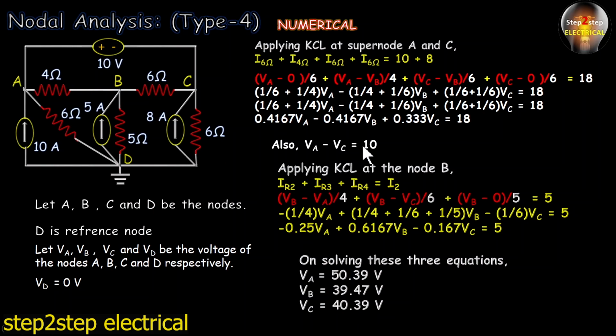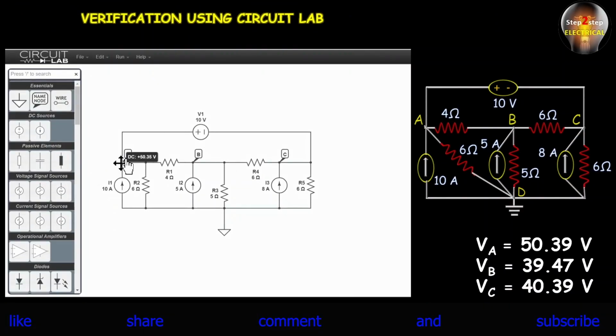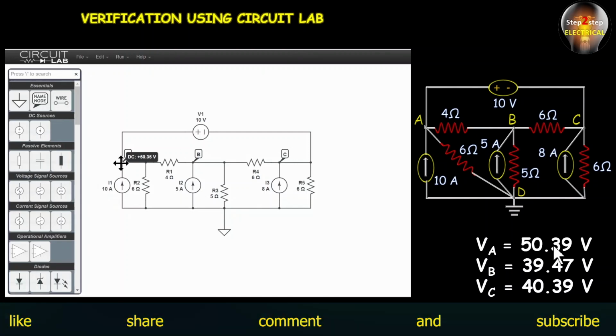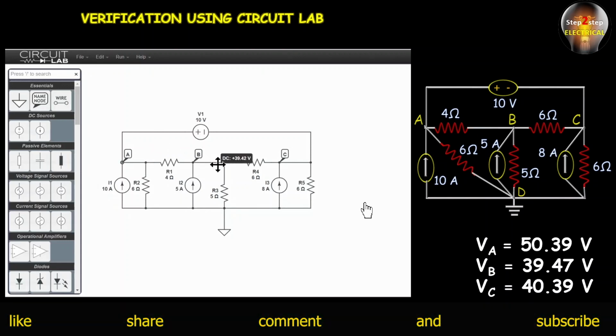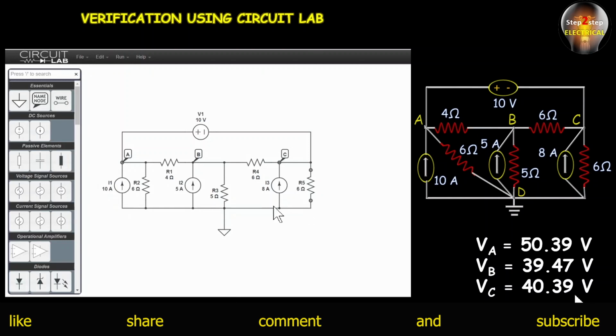So we have successfully solved this numerical, and it's time to verify this numerical using CircuitLab. Okay, so you can see that the voltage at the node A is 50.35 and here it is 50.39 volt. So it is approximately equal. And here it is 39.42 volt and it is 39.47. So it is again correct. And the voltage at node C is 40.35, which is here 40.39 volt. So it is exactly equal.